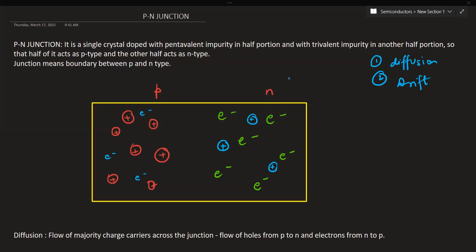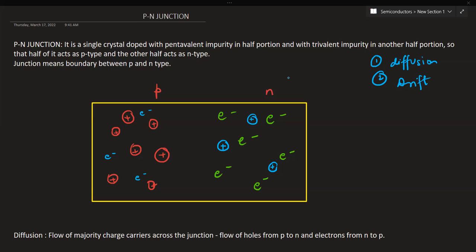This boundary represents the junction which I'm talking about. So this single crystal has been formed as a p-n junction. For the rest of you who have joined late, p-type and n-type semiconductors we have discussed. Regarding the p-n junction, this is a single crystal of germanium or silicon, any semiconductor, which is doped with pentavalent on one side, making it n-type, and doped with trivalent on another side, making it p-type semiconductor. And this junction represents the boundary between p and n-type.